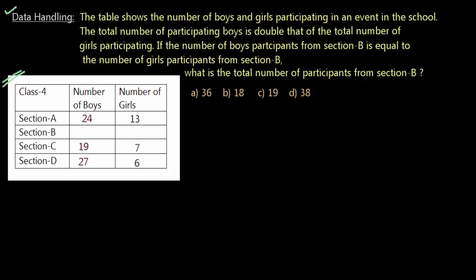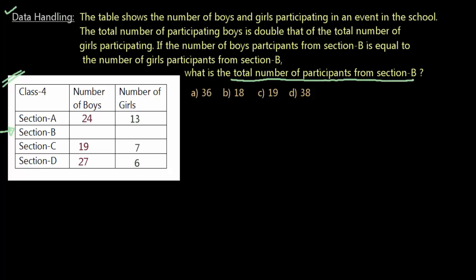The total number of participating boys is double that of the total number of girls participating. It means the total number of boys is twice the total number of girls participating in the event. If the number of boys participants from section B, here you see for section B, number of boys and number of girls are not given, but it is said that if the number of boys participants from section B is equal to the number of girls participants from section B, what is the total number of participants from section B?